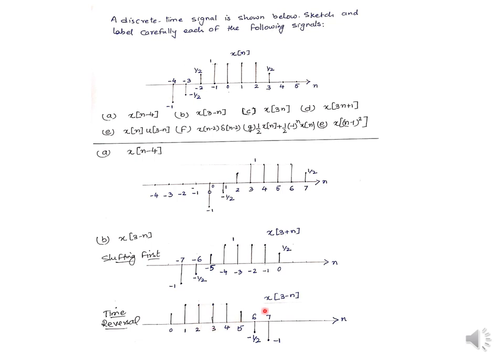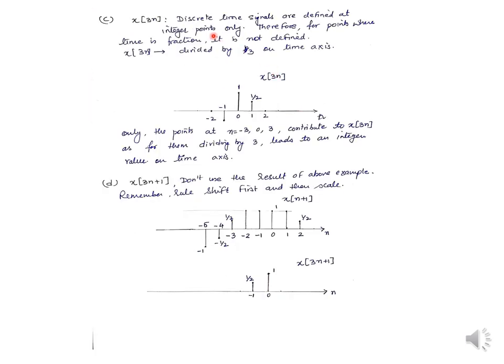So whatever values you have on the negative side will move to the positive side, and if you have some values on the positive side, they will move to the negative side. Now take the next example, x of 3n. As I told you earlier, discrete time signals are defined at integer points only. Therefore, points where time is a fraction are not defined.